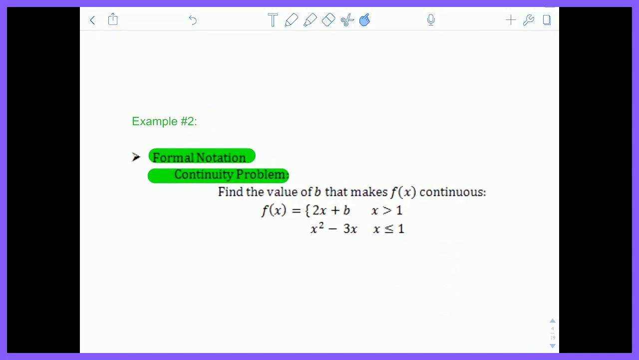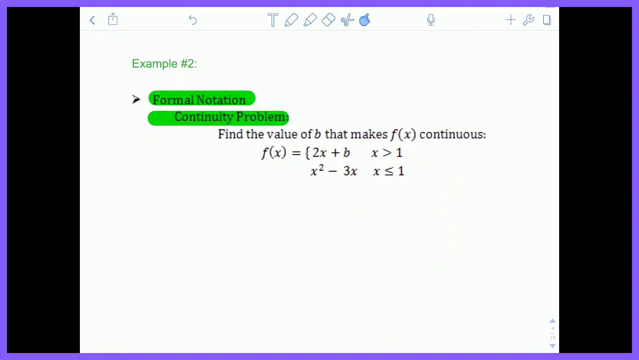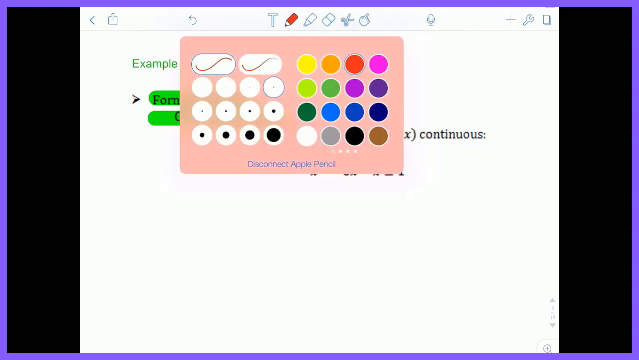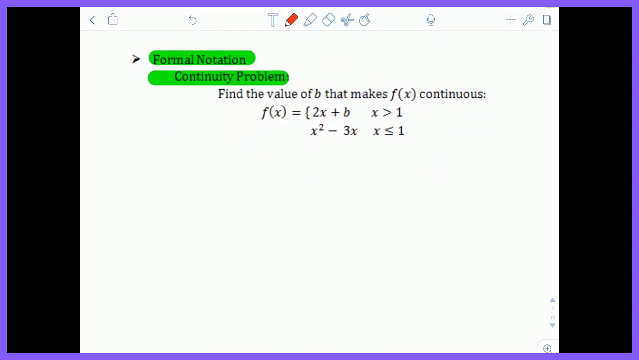Okay. Let's take a look at a more formal example. This one says, find the value of b that makes f of x continuous. So really what we're trying to do is find a value that would make the function continuous. So we don't know that it's continuous right now. We have to make it continuous. Notice this right here. This kind of tells you what value to examine. The value we should be examining is x equals 1. That's where we're questioning continuity.